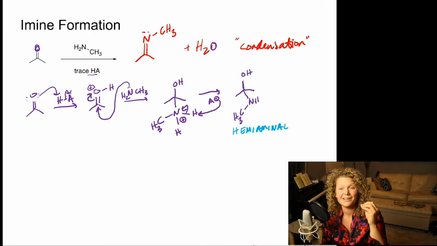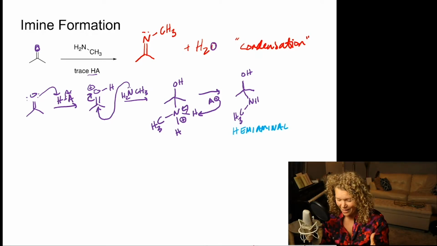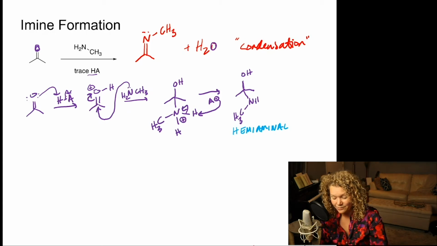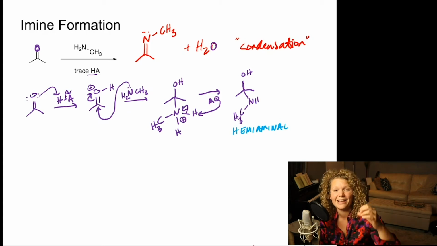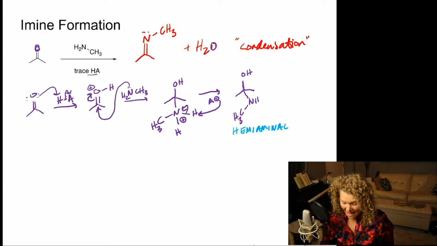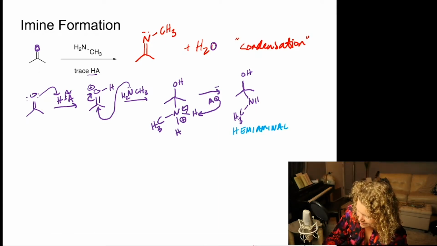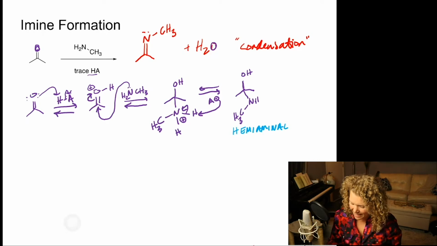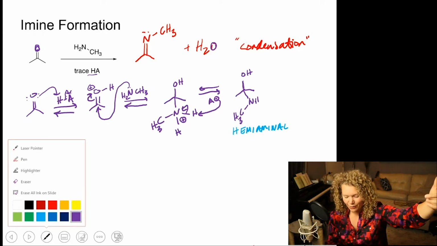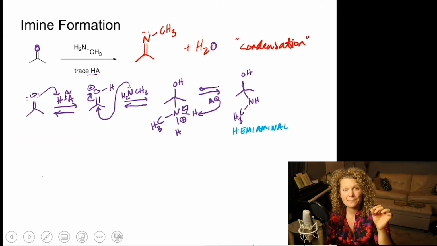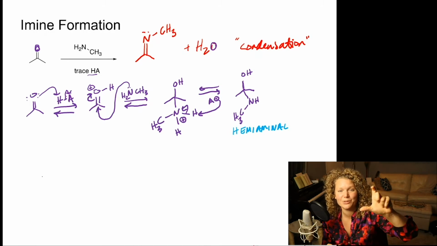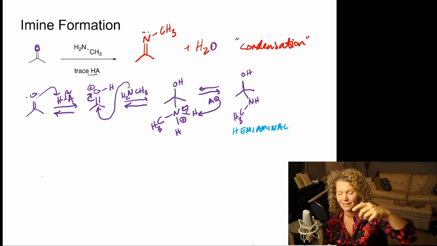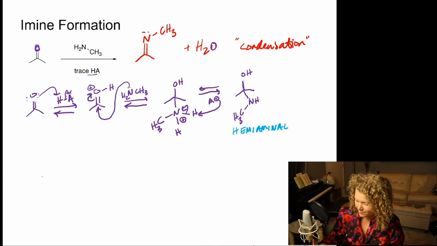This hemiaminal is not very stable. It's actually more thermodynamically favored to have a carbon-oxygen double bond. And we know the steps of this mechanism are actually reversible. What happens with this hemiaminal is that it reacts further to form our imine, which has a double bond to the nitrogen. And a carbon-nitrogen double bond, as we'll see, is actually more thermodynamically favored.